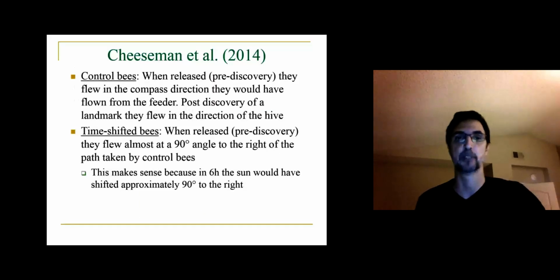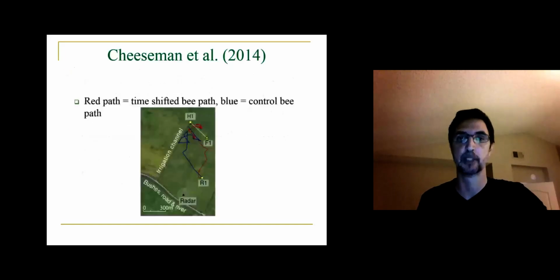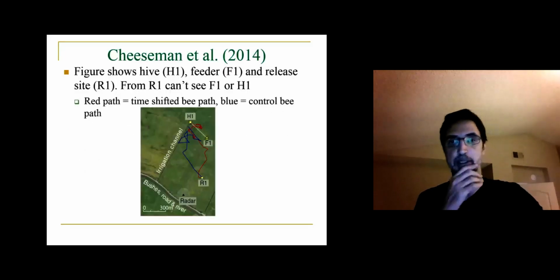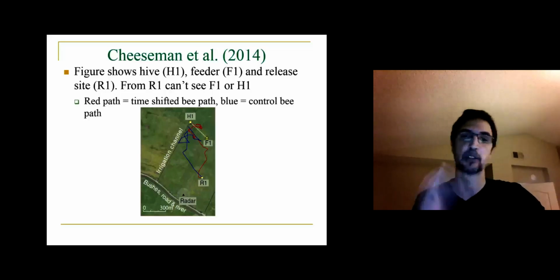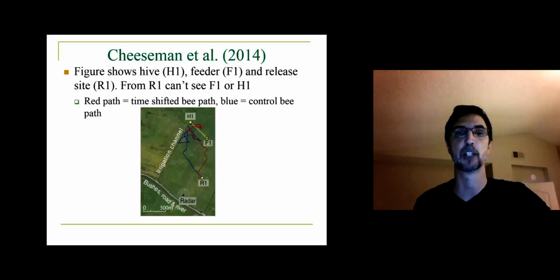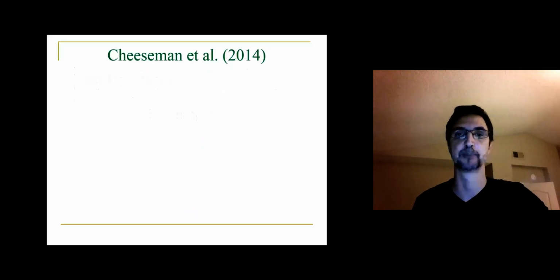What about the time-shifted bees? Right, when they were first released in the pre-discovery phase, they flew at an almost 90-degree angle to the right of the path taken by the control bees. Why did they do that? And you can see that here. You can see that the angle of the time-shifted bees relative to the control bees is almost 90 degrees. Not quite, but almost. Why would they do that?